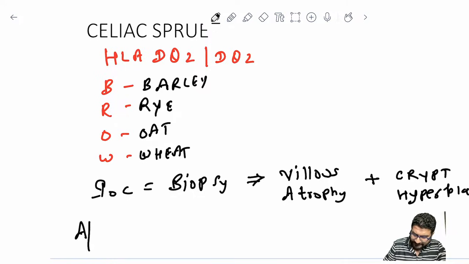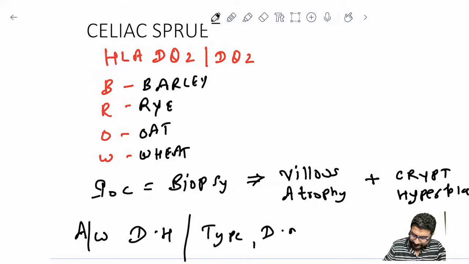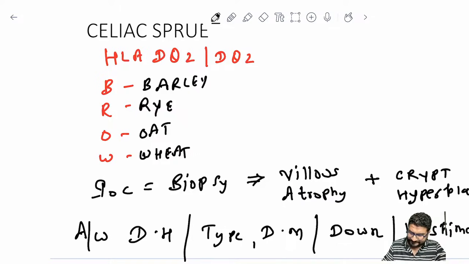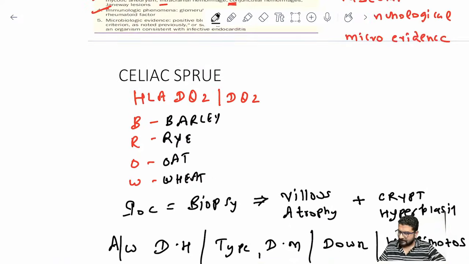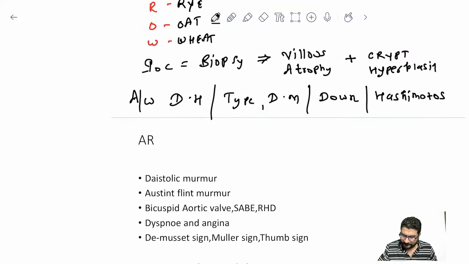And very very important, this is associated with dermatitis herpetiformis, type 1 diabetes, Down syndrome, Hashimoto's. So these are some associations which you have to remember. Celiac sprue. Okay, let's now talk about some valvular heart disease. Now what type of question they ask you from valvular heart disease? DQ2, DQ8. Okay, done.